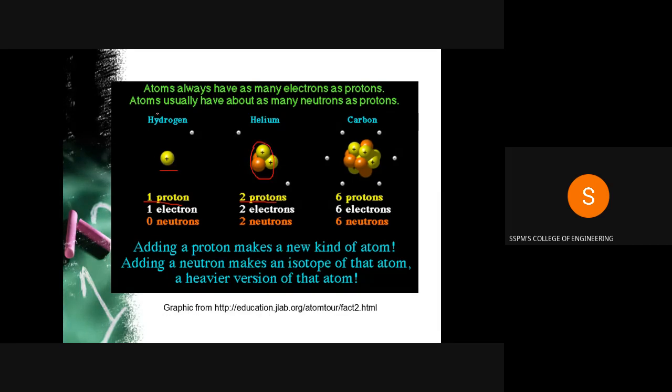One proton is hydrogen, and when you add a proton to hydrogen, the element becomes helium. Then another addition of protons gives carbon, with 6 protons, 6 electrons and 6 neutrons. According to the number of protons, neutrons and electrons, there is a difference in chemical properties and physical properties also.